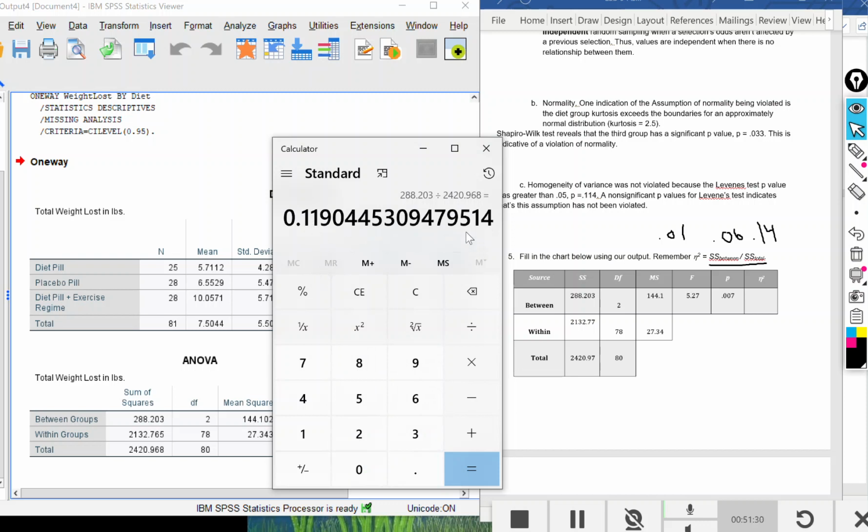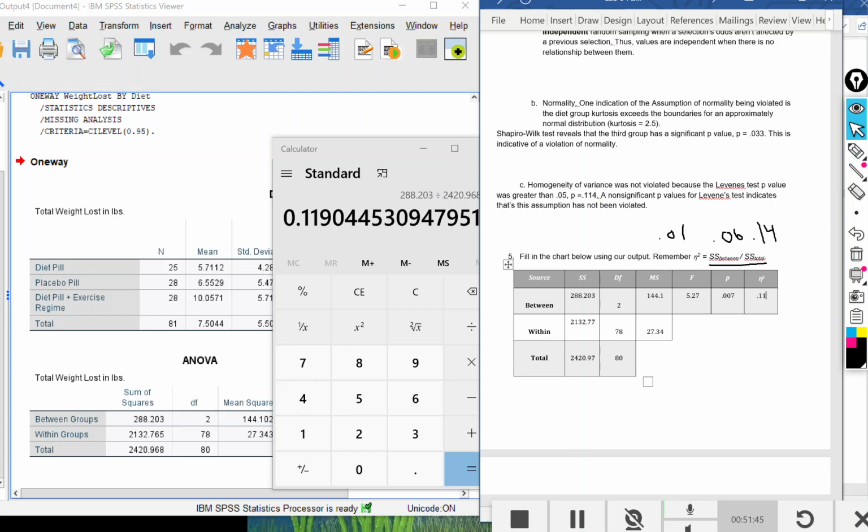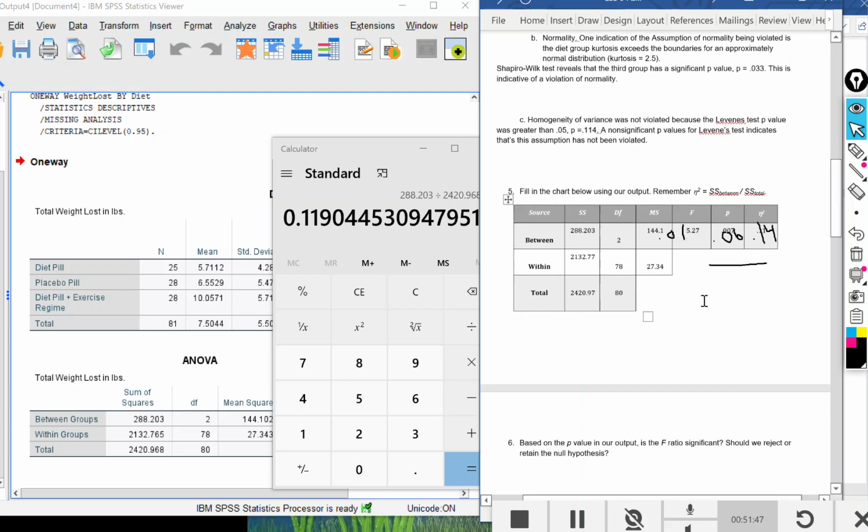And it's going to be 0.11. So our effect size is 0.11. That's a small medium, or I mean a medium large, approaching large effect size. So we'll just call them medium large. And that's going to go right there.